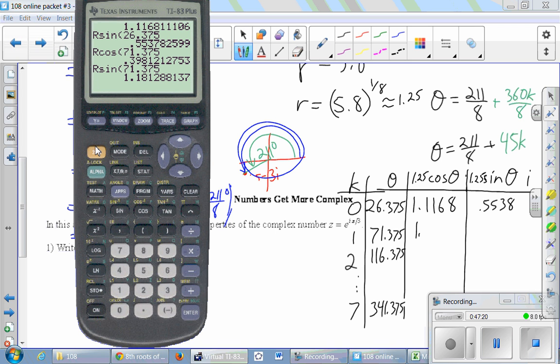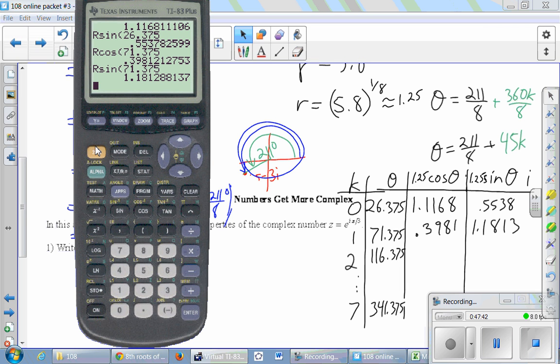1.18, 1.1813, and no, that was the y value. Let's try that again. 1.1813, and then the other one was 0.3981. Okay, that's fine. Let's just do one more for kicks.